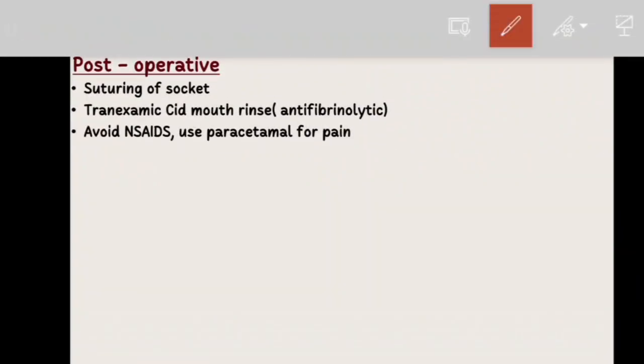Now the post-operative care for hemophilia. First we suture the socket properly. Use tranexamic acid mouthwash and avoid NSAIDs. Use paracetamol for the pain. An important MCQ: why avoid NSAIDs? Because they increase the bleeding.